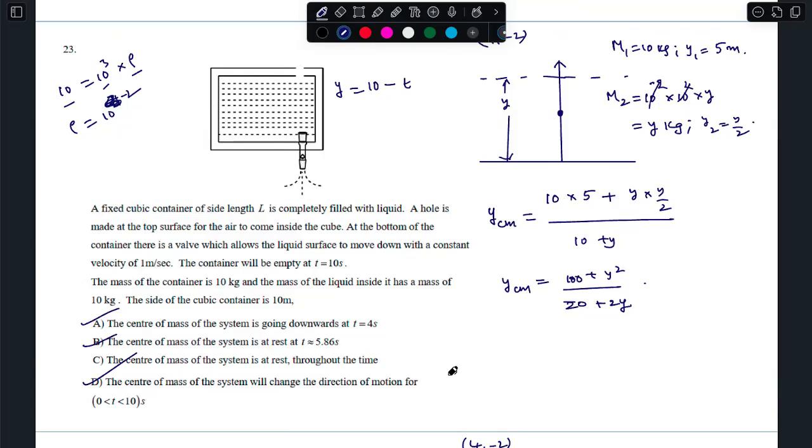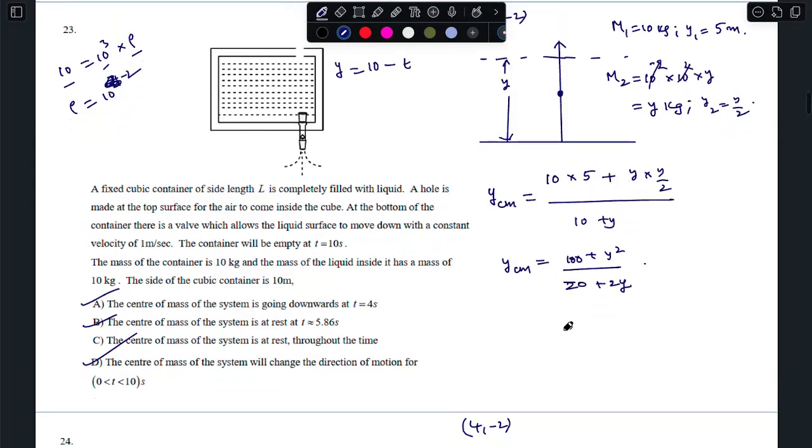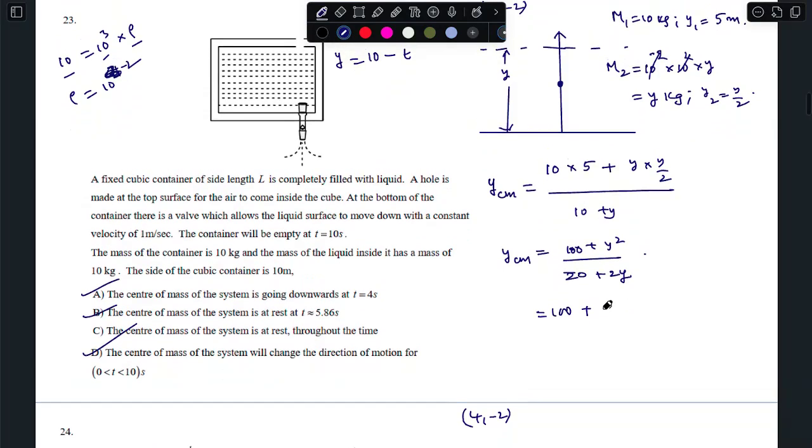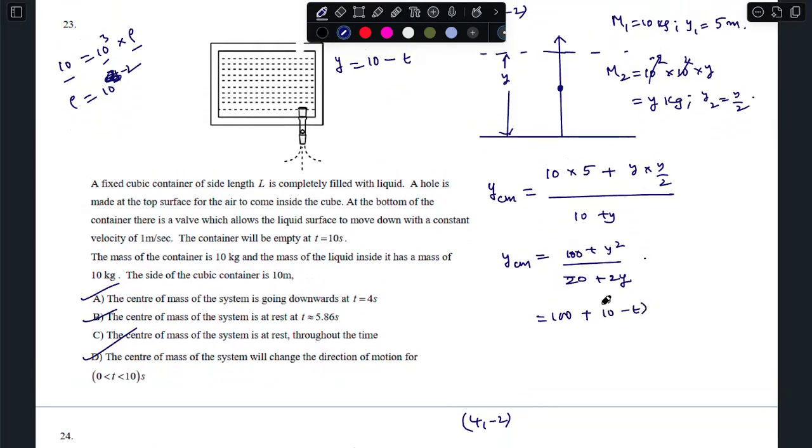How do you see it? At any point, what is y? It is totally 10, from which t has fallen, because the speed is 1. So therefore, obviously this is going to be 100 plus y square, 10 minus t whole square, by 20 plus 2 times 10 minus t.